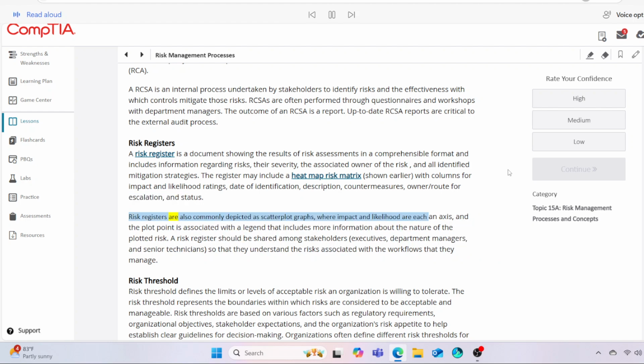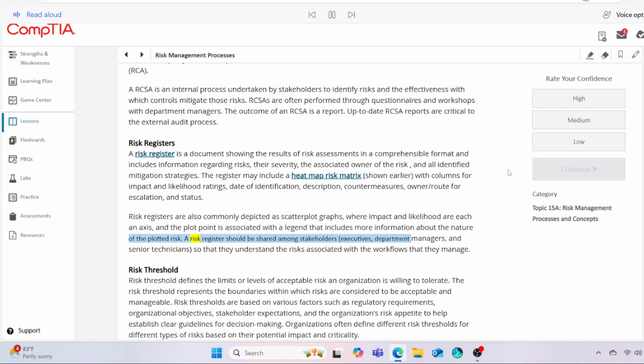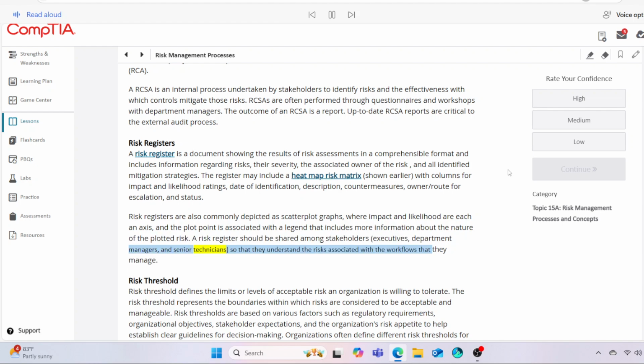Risk registers are also commonly depicted as scatterplot graphs, where impact and likelihood are each an axis, and the plot point is associated with a legend that includes more information about the nature of the plotted risk. A risk register should be shared among stakeholders, executives, department managers, and senior technicians so that they understand the risks associated with the workflows that they manage.